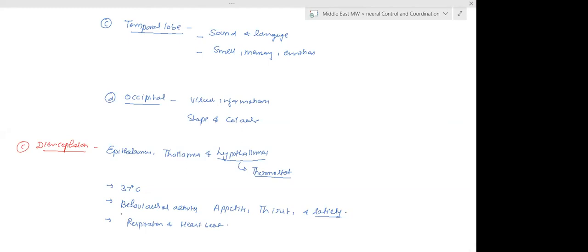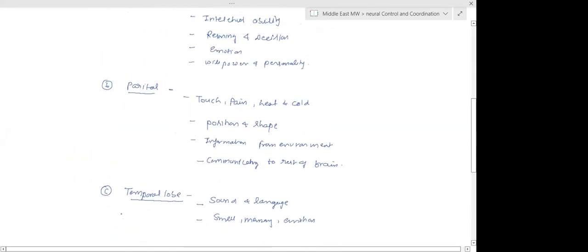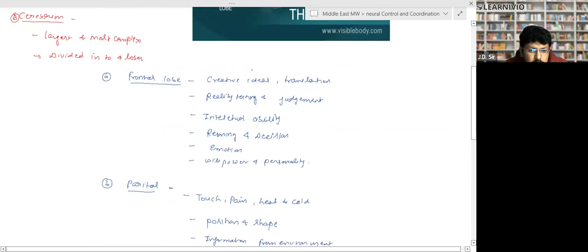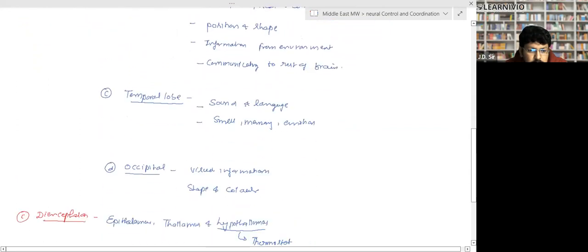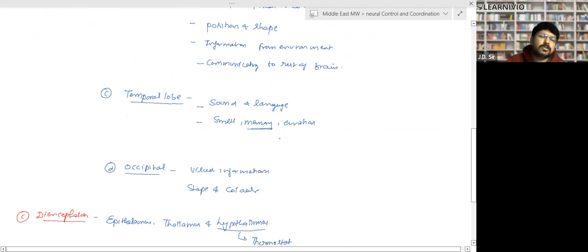Sir, which part of the brain is responsible for memory? Actually, I think it's the parietal part. No. Memory, reality testing, and emotions, this one, the temporal part. The temporal part is called memory. Sir, is the temporal part the only one responsible for learning? No, actually not only the temporal part.